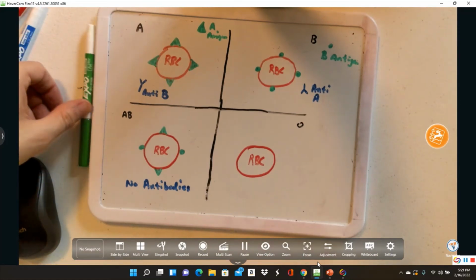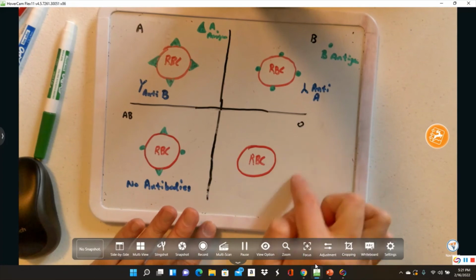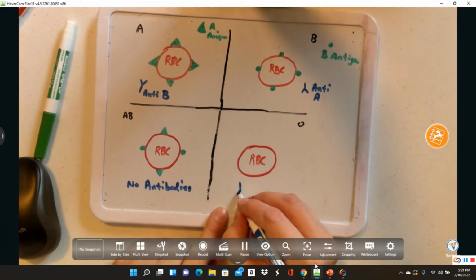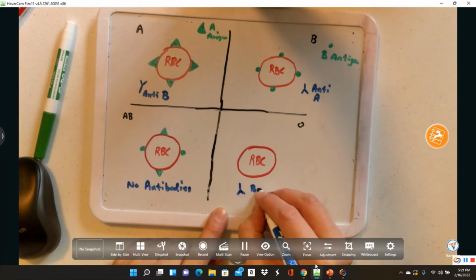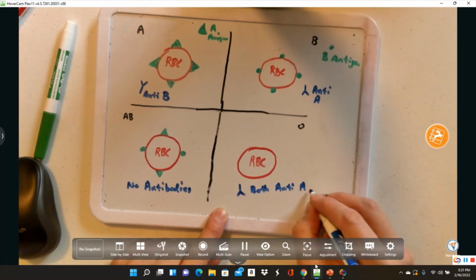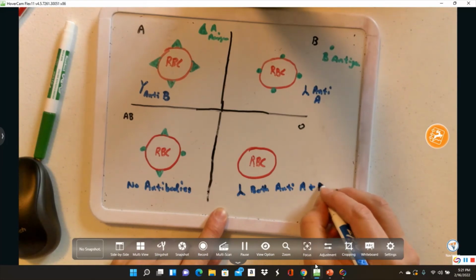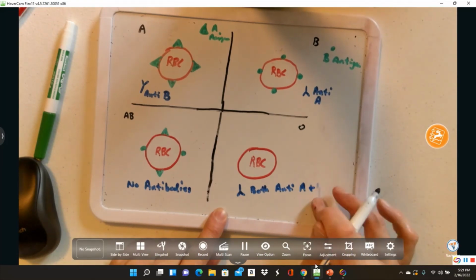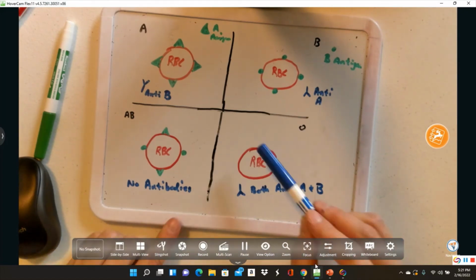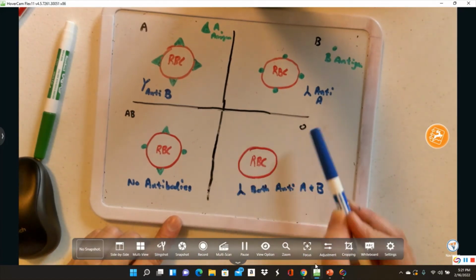Now over here we have O. There are no antigens. So they will have both anti-A and anti-B antibodies. There is nothing on it to attack, so it has both.